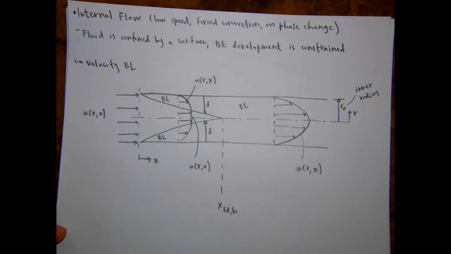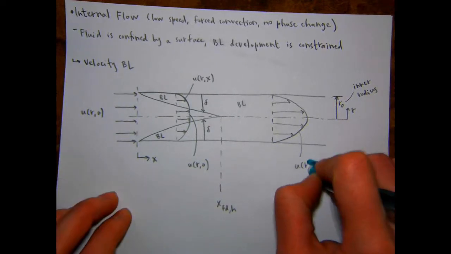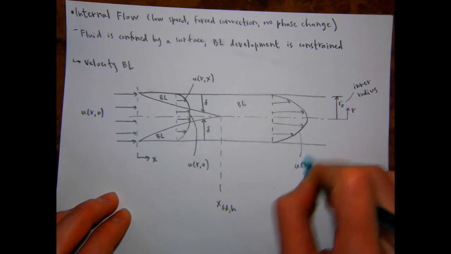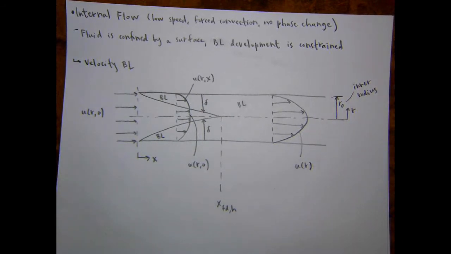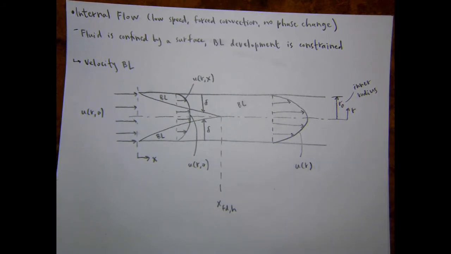Yeah. So once it becomes fully developed, shouldn't the velocity not depend on the x coordinate, just the r coordinate? Yes, that's correct. After it becomes fully developed, so this is different for the temperature, but for the velocity, after it becomes fully developed, it's independent of the x location. And the velocity does not change anymore with the x location. So the shape is the same as you go downstream. Yep, thank you.